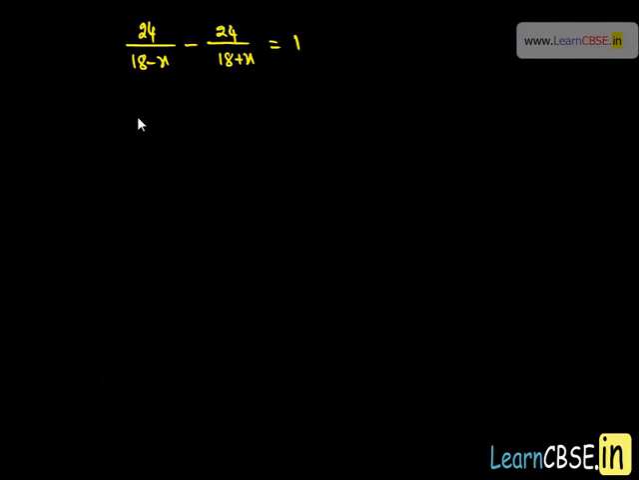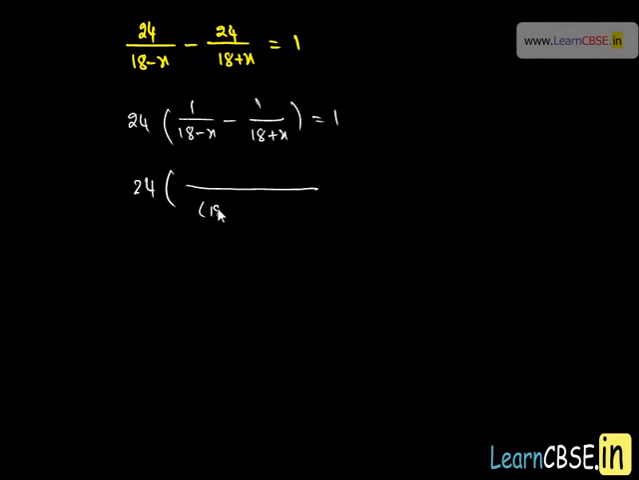By taking 24 common from both numerators, we have 1 upon 18 minus x minus 1 upon 18 plus x, which is equal to 1. Let us take the LCM of denominators. We have the product of the denominators since they are expressions. And on the numerator we have 18 plus x minus of 18 minus x. We should be careful while writing the numerators. There should be a minus sign.